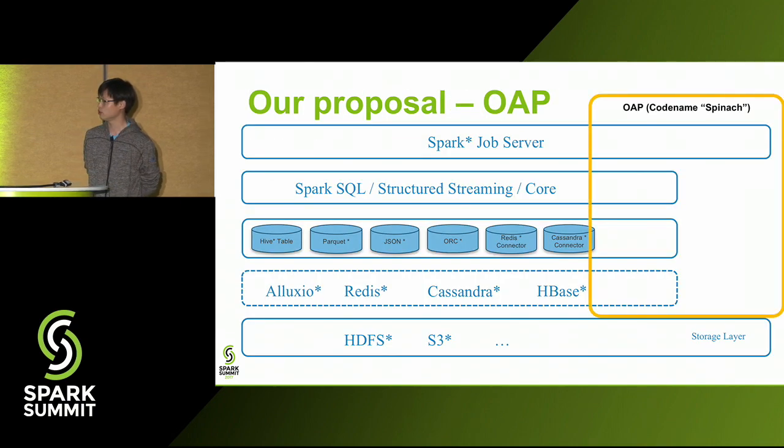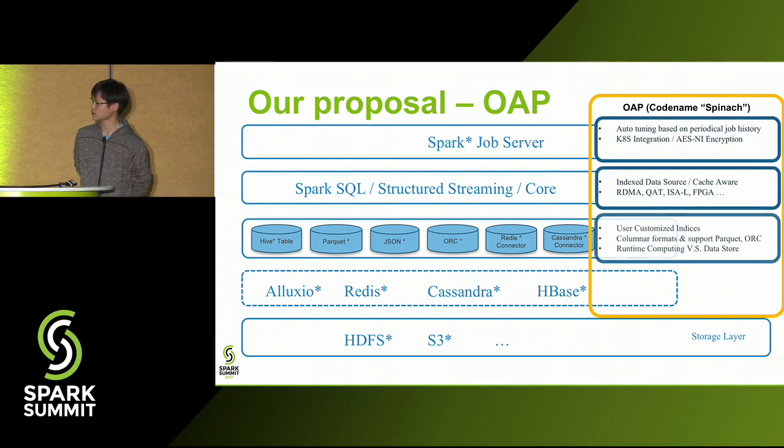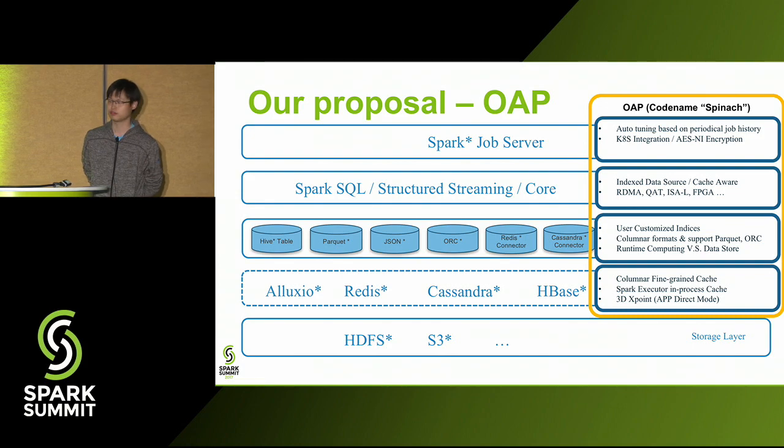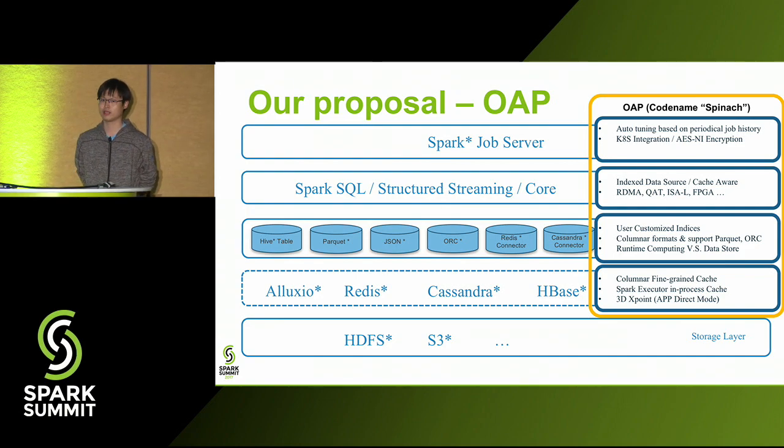So here comes the whole blueprint of our package, OAP. OAP previously had a code name of Spinach. That's a vegetable. In Spinach, we provide user-defined indexes, and we also provide a fine-grained cache in the cache layer, so we can store the cache in memory or in 3D XPoint devices.